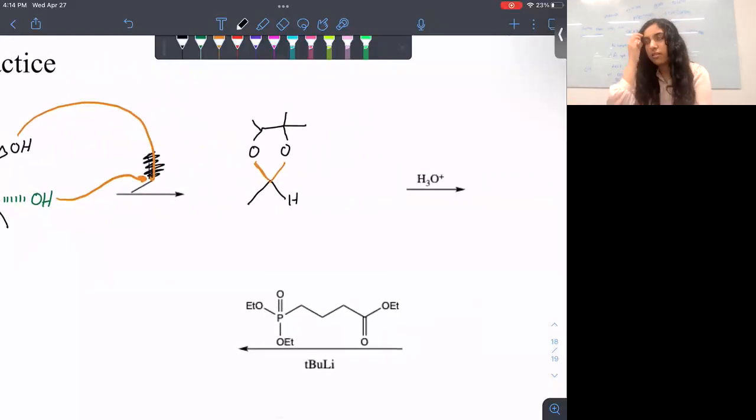To break acetals or ketals or whatever, all you do is give it acid and then it goes back to the ketone form or aldehyde form. So if we give this acid, we literally just go back to what we had in the first place. So we're back to acetaldehyde.